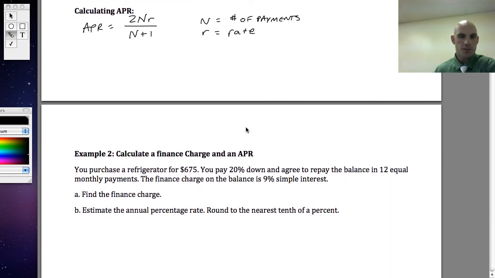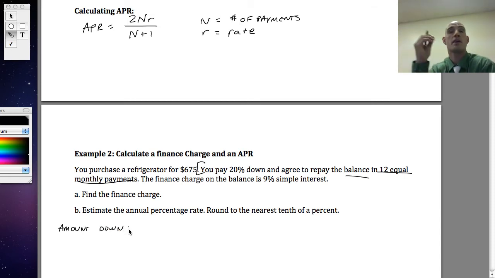Calculating APR. You purchase a refrigerator for $675. You pay 20% down and agree to pay the balance in 12 equal monthly payments. A couple of things are going on here. First of all, we are taking out a loan basically to pay for this refrigerator. We're putting 20% down in cash, so we're immediately going to subtract that 20% from the $675. We're going to find the amount down because we're not financing that amount. Financing means what we're getting a loan for, or what we're going to pay back in those monthly payments.